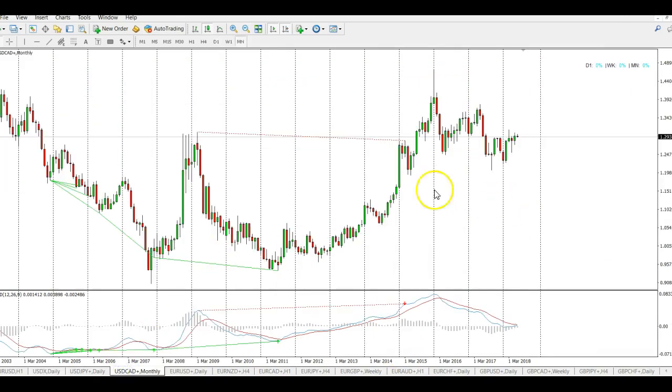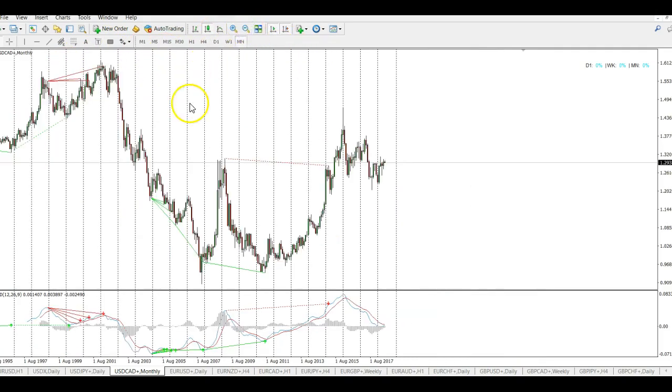USD CAD, we have the unemployment rate decision, the unemployment and employment change happening this week on Friday on the CAD, and I think Poloz speaks also at some point this week. You can check the news over at forexfactory.com.